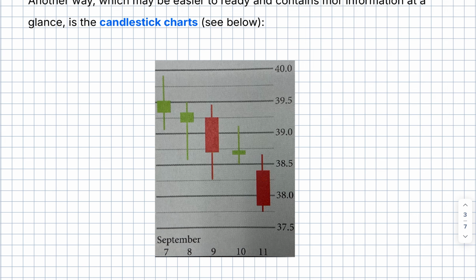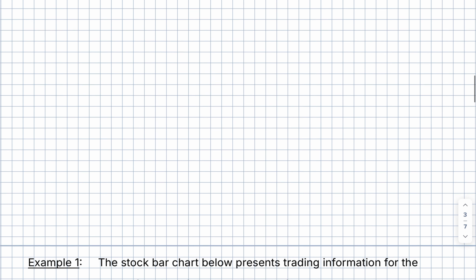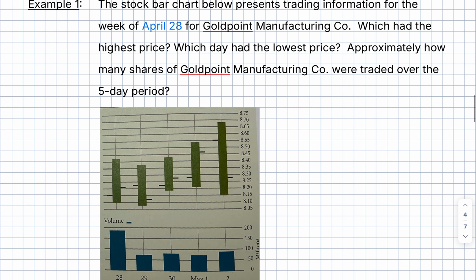And then the stems here, going all the way to the top as well as to the bottom, represent the highest value that it traded during the trading day, or the lowest value that that stock traded during the trading day. Okay, so let's take a look at this first example.